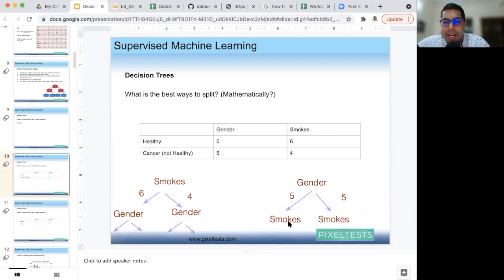Now it looks good. Then I can further split it here, like this, like this. Everybody understood these 2 trees? If you have understood these 2 trees, type 2.